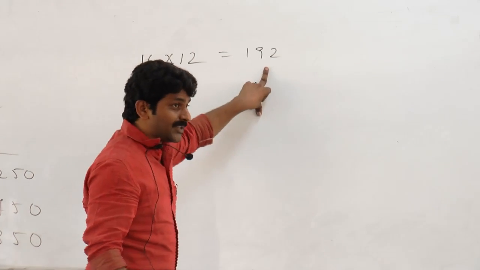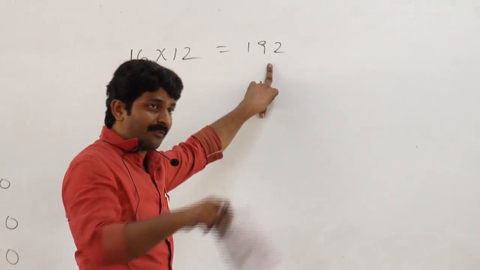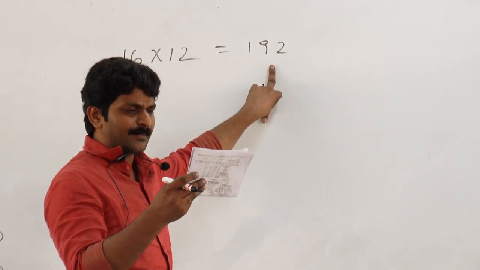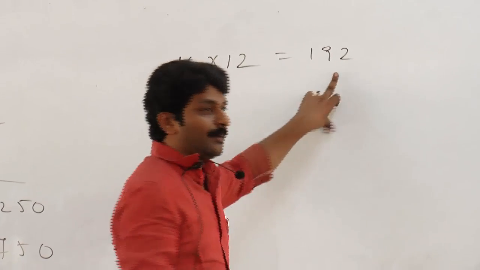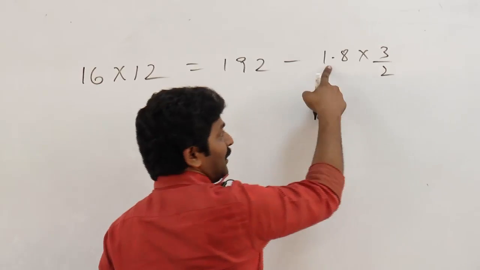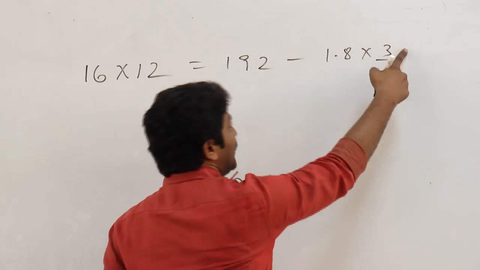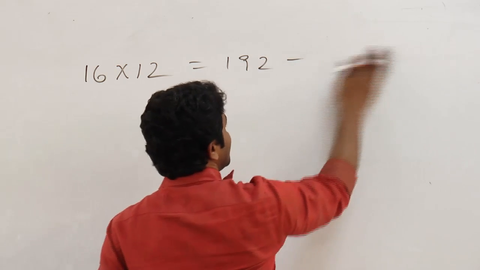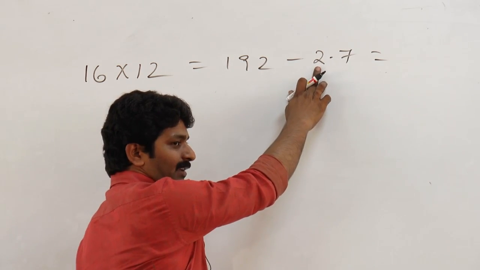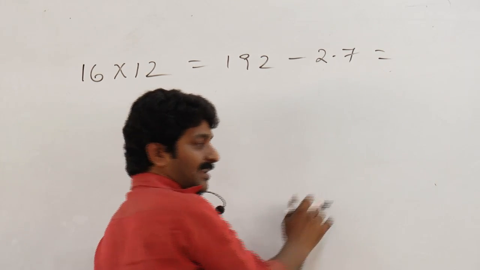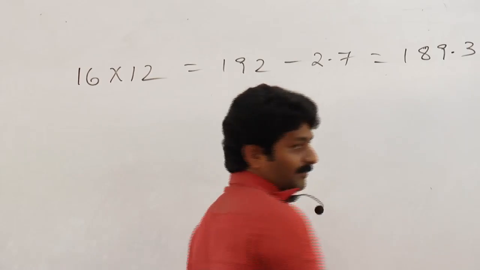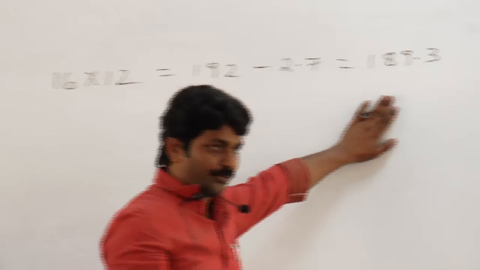But out of this, you don't need to go for carpeting for the area which we are using for the table. And table measurements are given as 1.8 into 3 by 2. 1.8 into 3 by 2, 0.9 times 3, 2.7. So this becomes 2.7. 192 minus 2 first, 190 minus 0.7, 189.3. This is the area for which we need to go for carpeting.